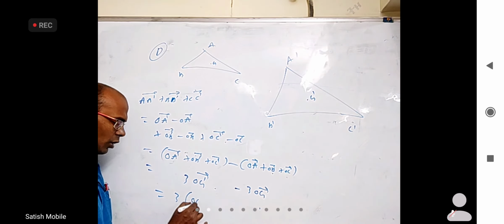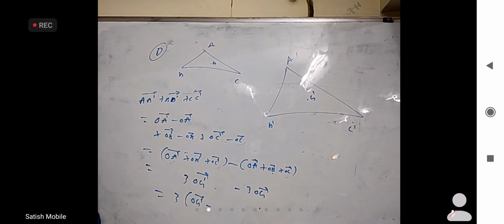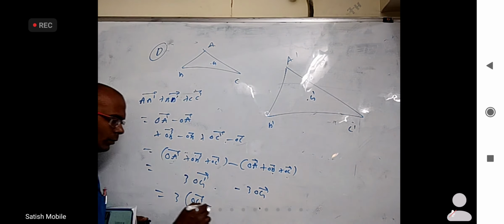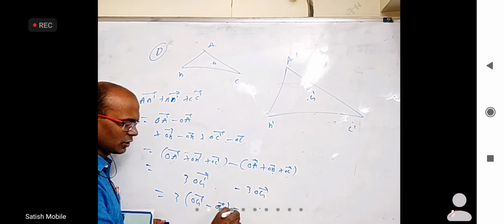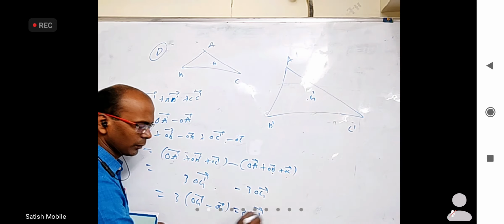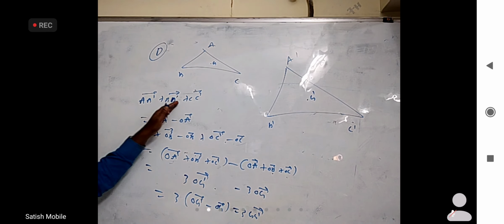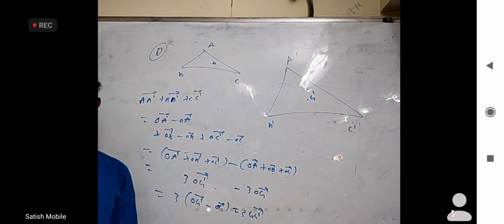We take 3 common. Please listen to the class. OG dash bar minus OG bar is GG dash bar. Okay. So we are getting this equal to 3 times GG dash bar, but they did not give the 3. That's why option D is false. That is a very simple question based on the centroid formula, that's all.